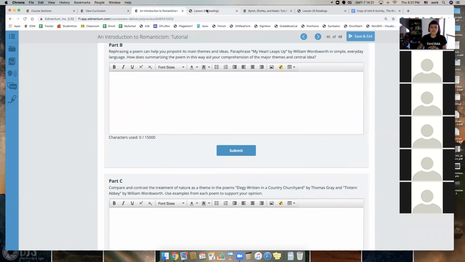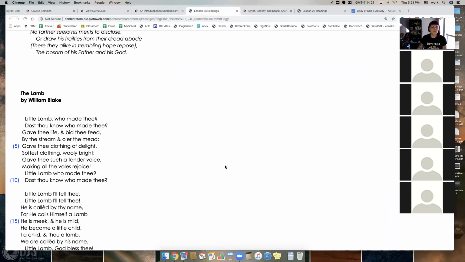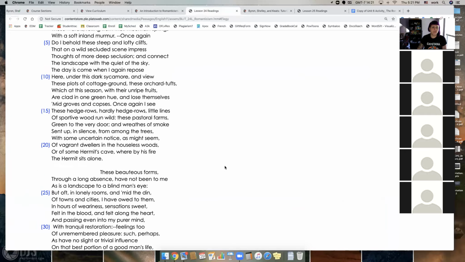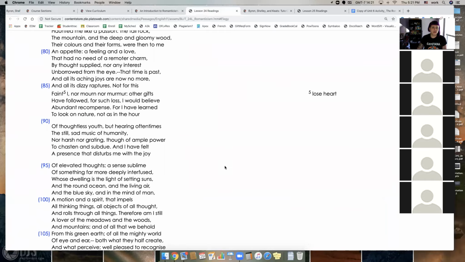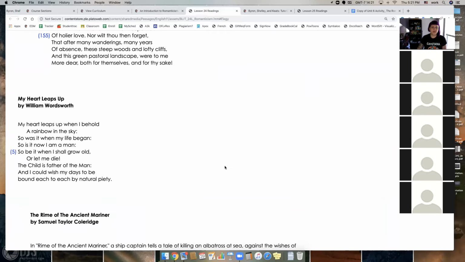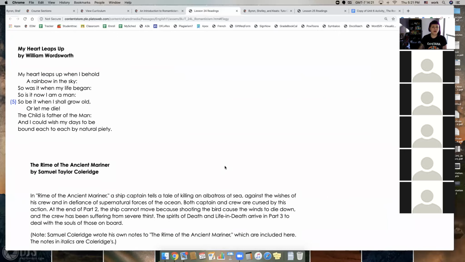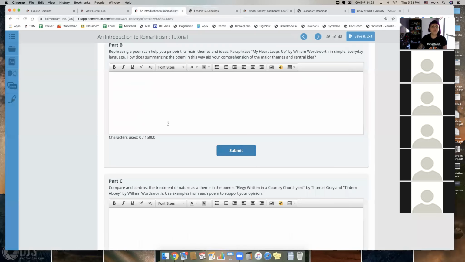Okay, next poem is real short. Let me find it. Sorry, they cram a whole bunch on here and it can get a little hard. Okay, so My Heart Leaps Up by William Wordsworth. Okay, so rephrasing a poem can help you pinpoint its main themes and ideas.